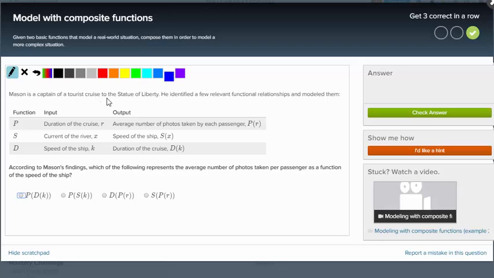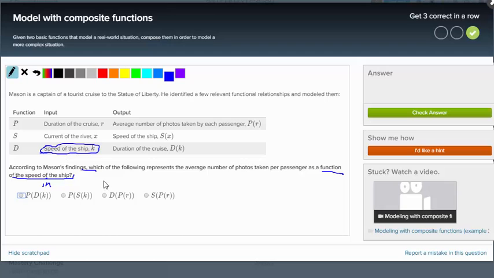Next, Mason is the captain. Same thing, right? This is all the same information as last time. According to Mason's findings, which of the following represents the average number of photos taken per passenger as a function of the speed of the ship? So first I need to find the speed of the ship as an input, because when it says function of the speed of the ship, this means that's my input. So input, speed of the ship.